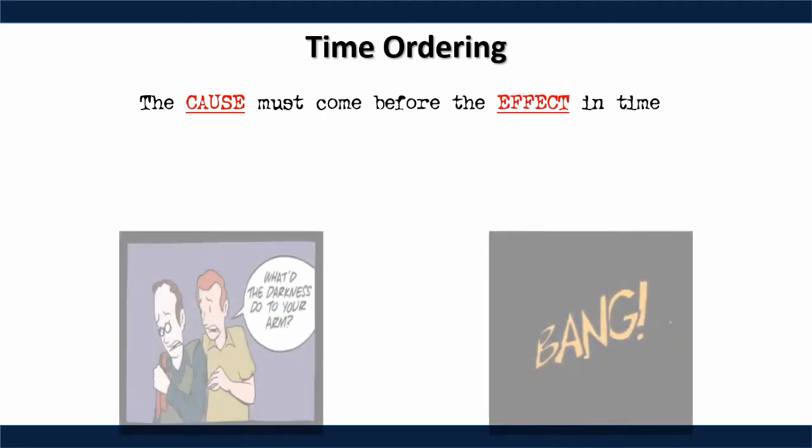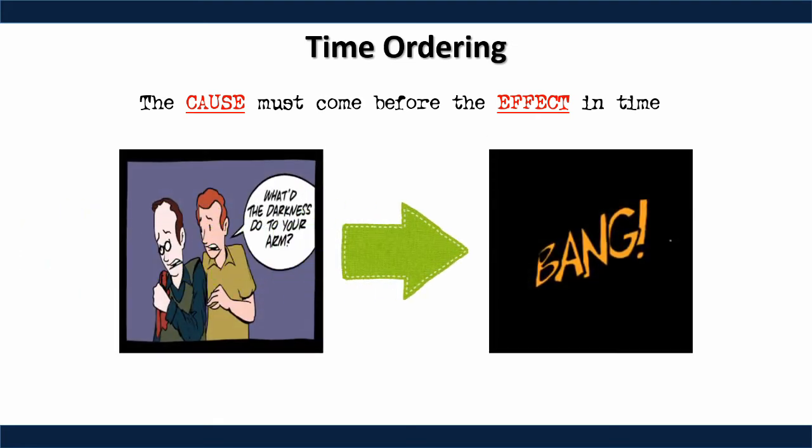If, for instance, the man was shot before the lights went out, then we could never claim that the darkness caused the injury because the darkness came after the shot.